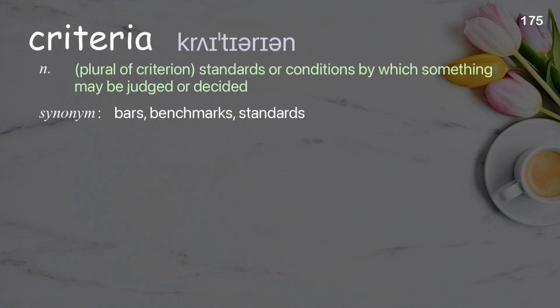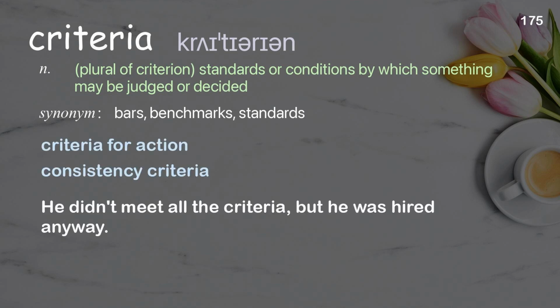Criteria. Plural of criterion; standards or conditions by which something may be judged or decided. Examples: Criteria for action. Consistency criteria. He didn't meet all the criteria, but he was hired anyway.